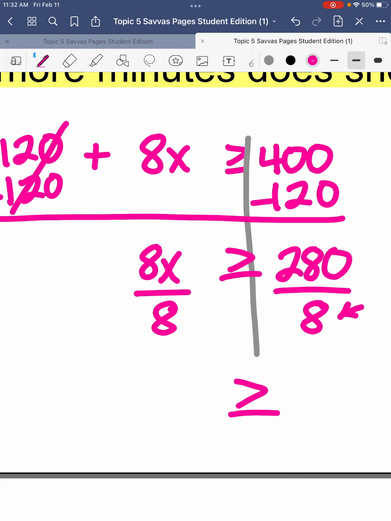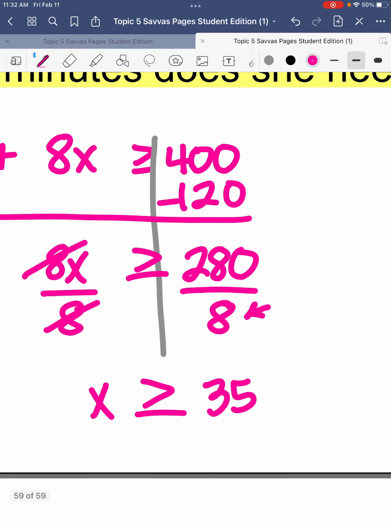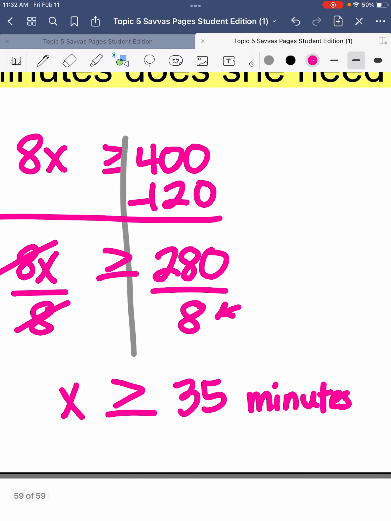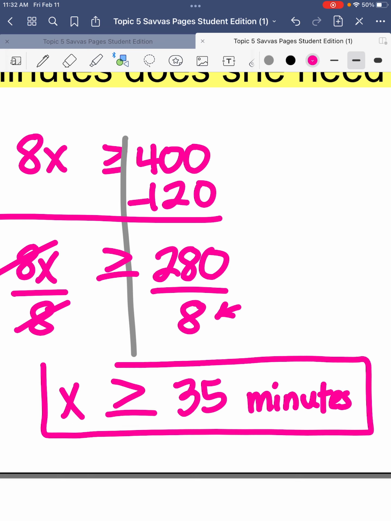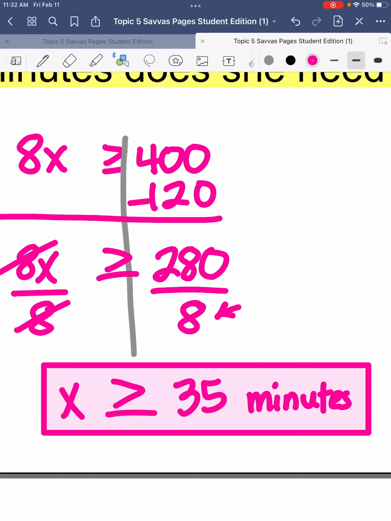On the side with the X, the 8's cancel out. X comes down, it's by itself. On the other side, 280 divided by 8. If I put that into my calculator, I get 35. Well, 35 what? 35 minutes. So that means that she needs to exercise at least 35 more minutes on the treadmill.